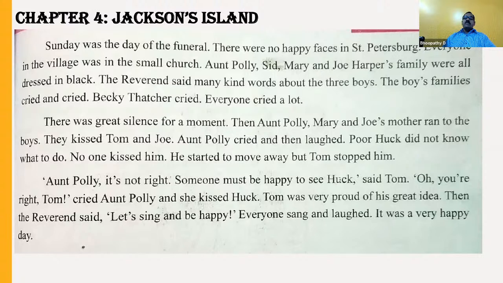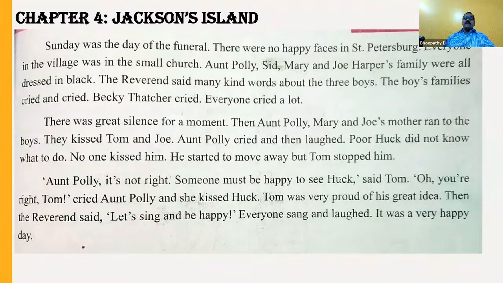He started to move away, but Tom stopped him. Tom explained, "Aunt Polly, it's not right. Someone should go and receive Huck also." So Aunt Polly went and hugged the boy, Huckleberry Finn, and kissed him. And Tom was very proud of his great idea. So that is Tom's intelligence.